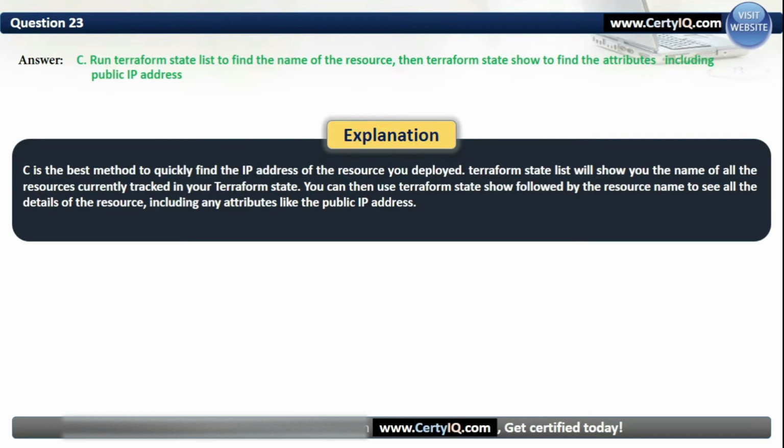C is the best method to quickly find the IP address of the resources you deployed. Terraform state list will show you the name of all the resources currently tracked in your Terraform state. You can then use Terraform state show followed by the resource name to see all the details of the resource, including any attributes like the public IP address.